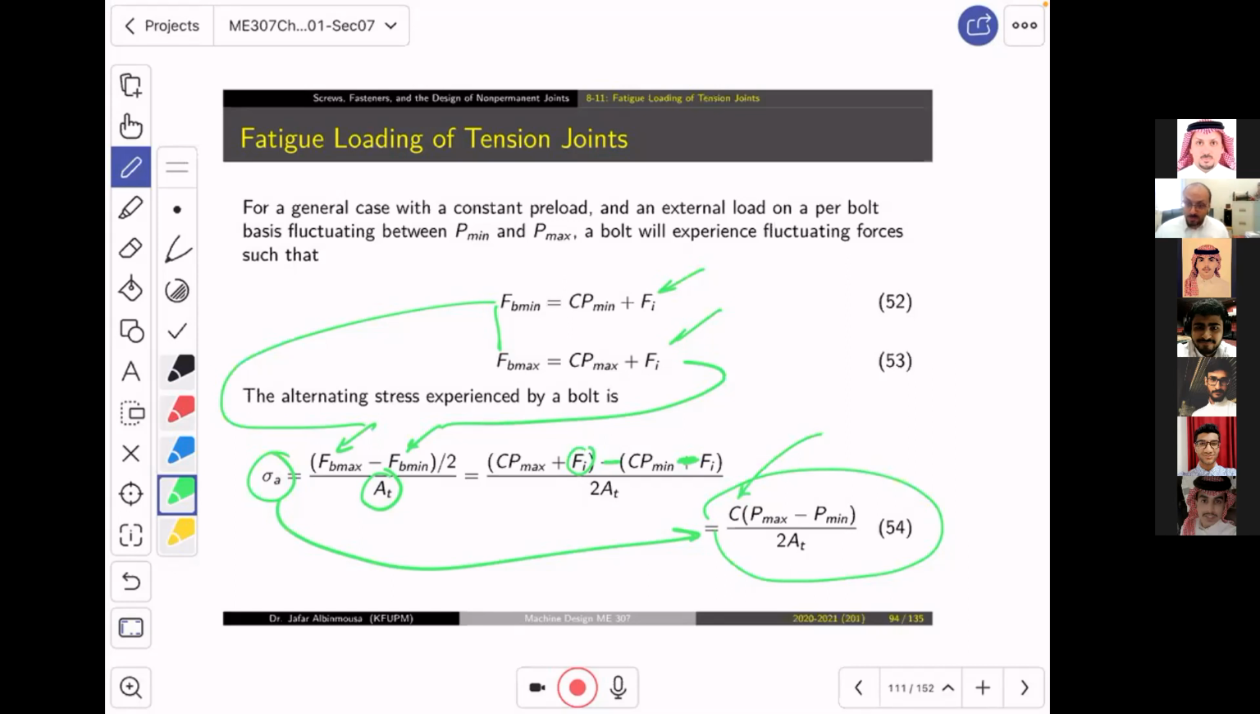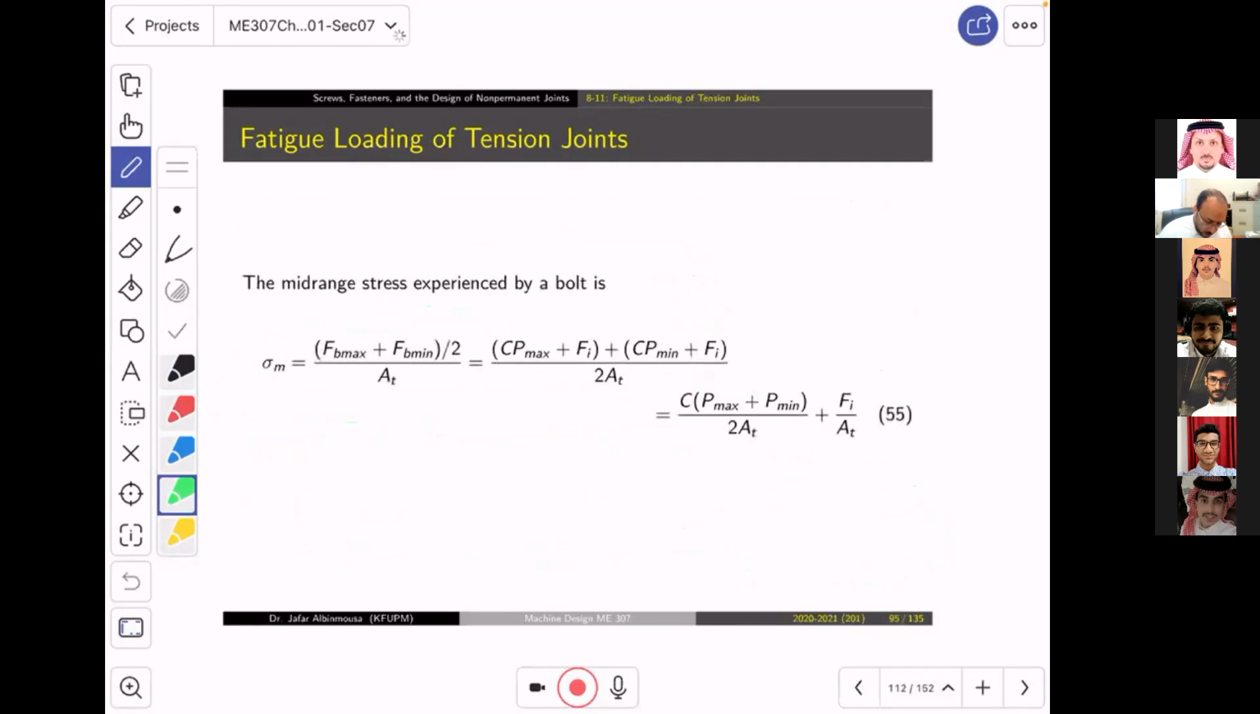Now, what should you expect in the next slide? To see sigma minimum, sigma mean, and inside it, Fi. It makes a lot of sense that Fi is a parameter that should show up in the mean. So what happened over here? We take F maximum plus F minimum, this is the equation of the mean, divided by 2, and then we divide them by AT. And then if we substitute, you will see that this is Fi, and this is Fi, and both of them are added.